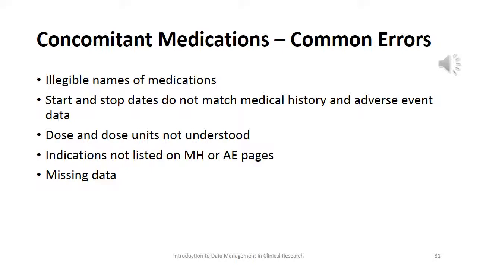Some of the common errors that we're likely to find: illegible names of medications. We may have start and stop dates that don't match the medical history or the adverse event data. We can have dose and dose units that are not understood, that don't make any sense. We can have indications that are not listed on the medical history or adverse event pages. We could also have missing data. We probably want to collect things like the amount of dose that the patient is taking for a specific drug. Sometimes that may be omitted. We probably have to clarify that with the site.